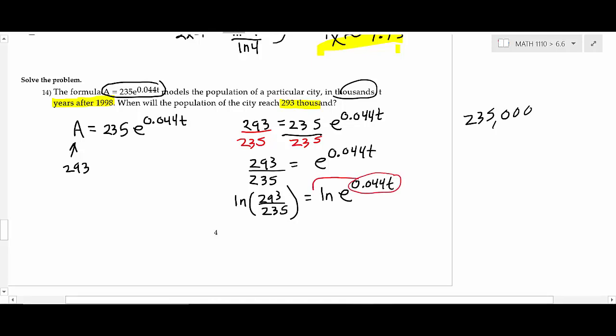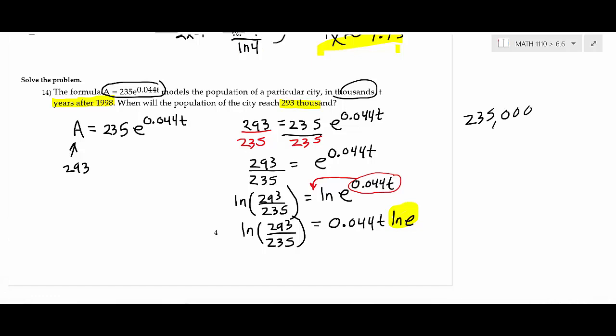This comes down in front. That's the property of logs we learned tonight. So ln of 293 over 235 is equal to 0.044t, and then ln of e. What's ln of e? 1. You want to get that down to a point where you don't overlook it. I see students overlook that all the time on these problems. ln of e is equal to 1.